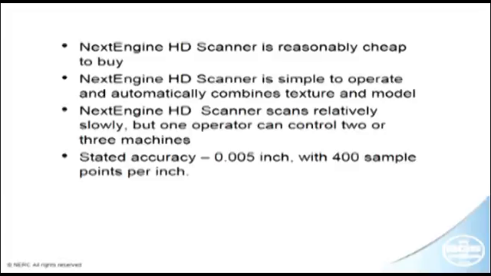And the accuracy, it's stated at 0.005 of an inch with 400 sample points per inch. That's a linear inch. We found when we tested it against much higher specification machines at 10 times the price, that it seemed as if the Next Engine was at least as good. Although we were slightly suspicious that in some cases this was down to the software rather than the actual engineering of the machines. But certainly the accuracy is perfectly acceptable for this sort of work.